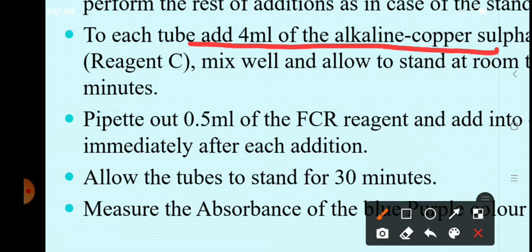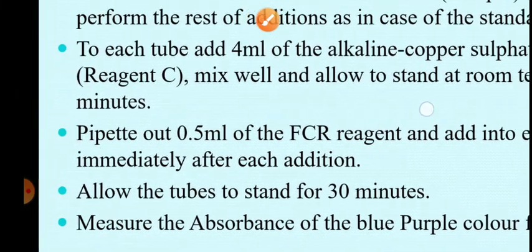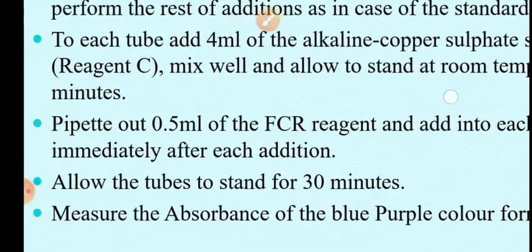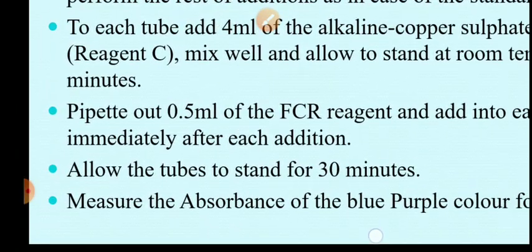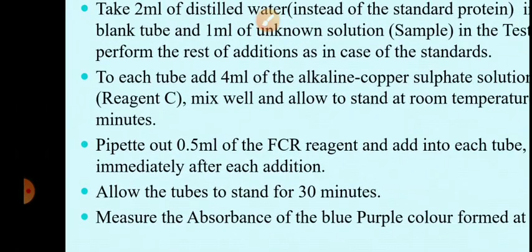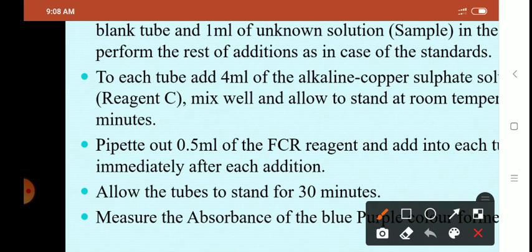Mix well and allow it to stand at room temperature for 10 minutes. Then to each tube you will add 0.5 ml of Folin-Ciocalteu reagent. So first you add 4 ml of alkaline copper sulfate reagent, that is reagent C.